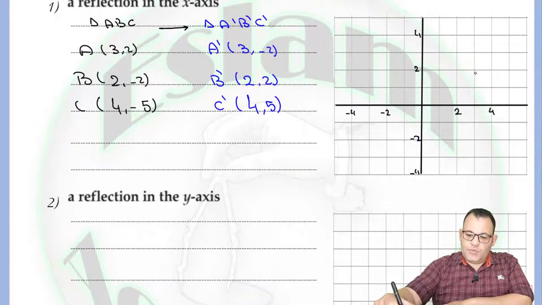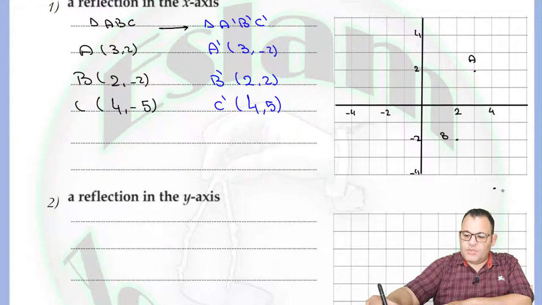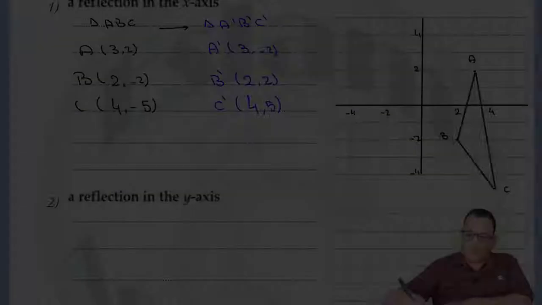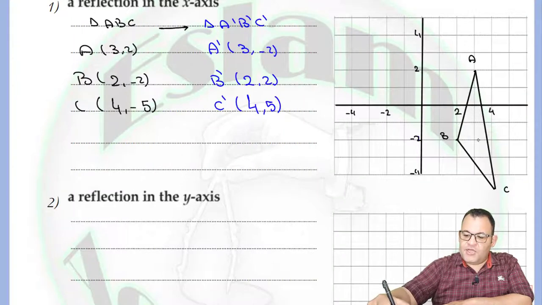Now we need to graph. The first point of the graph is (3, 2). The second point is (2, negative 2). The third is (4, negative 5). That would be C. Then we can draw. Now the image: A prime is (3, negative 2). That would be A prime.